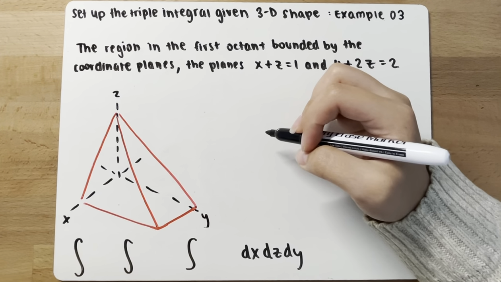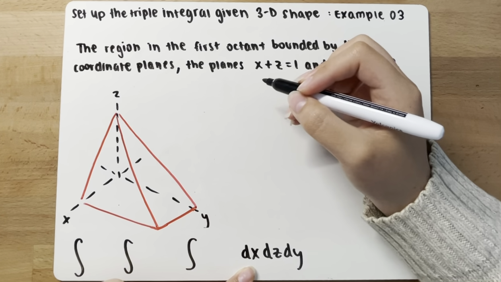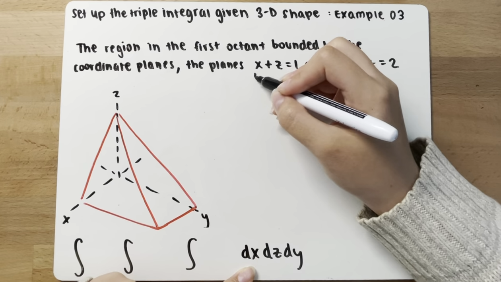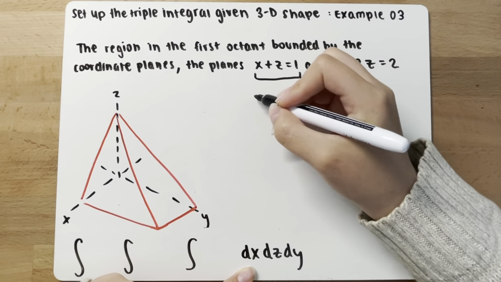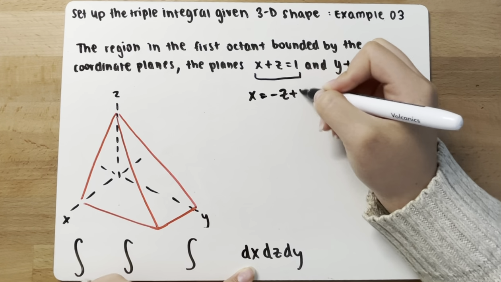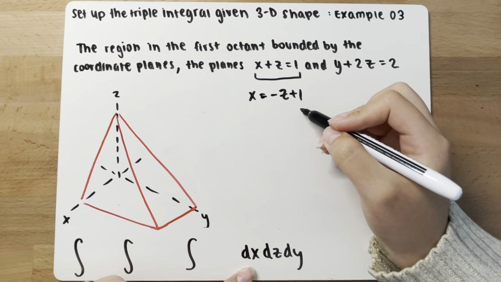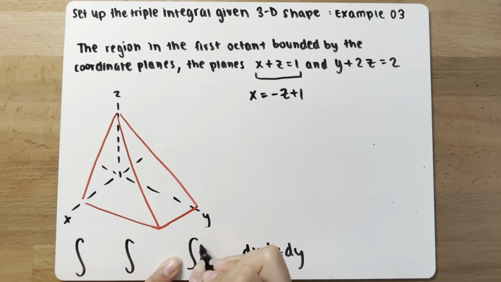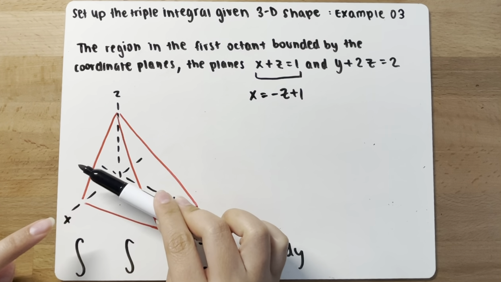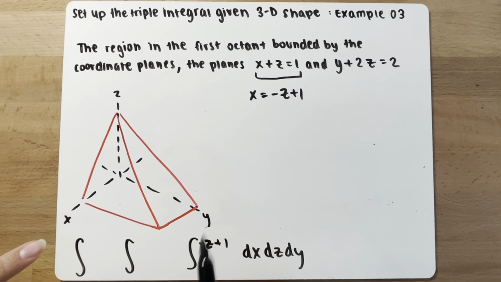Now, to find the inner boundary for dx, you want to take this equation because it has an x and solve for x. x equals negative z plus 1. This will be your upper boundary for this inner integral. So negative z plus 1. And the lower boundary would then be 0 because this shape ends when x is equal to 0.